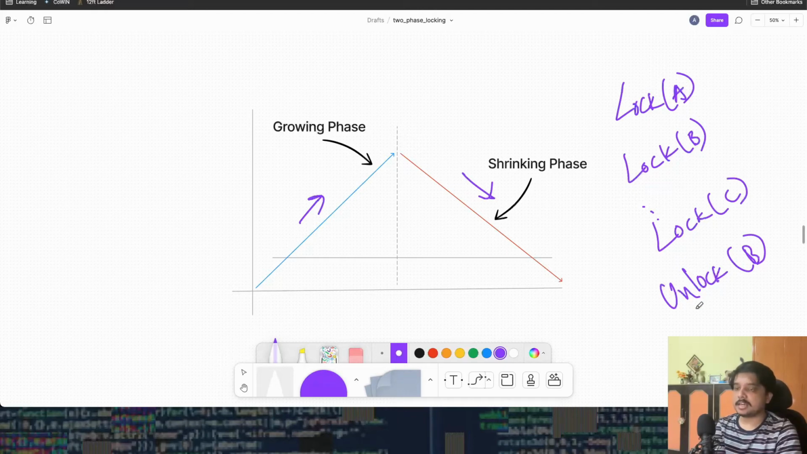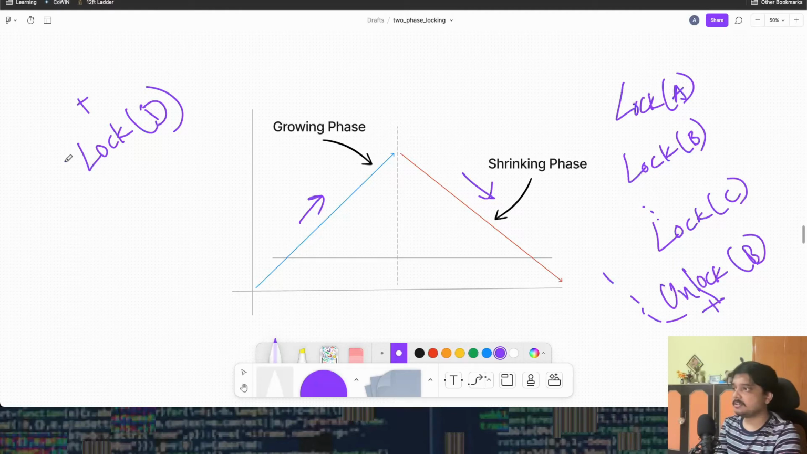So now let me continue from here, and let's say it says lock D again, it cannot do something like that. This is not permitted. Once it has unlocked a lock, it can only release locks. It cannot ask for more locks, and it goes into the shrinking phase. So in the growing phase, the transaction collects all locks, and in the shrinking phase, the transaction releases all locks. So this is the algorithm that we are going to follow, and let's see how it solves our problems.